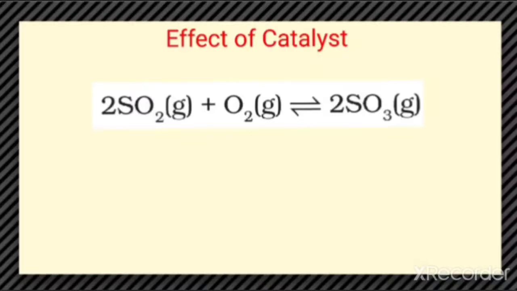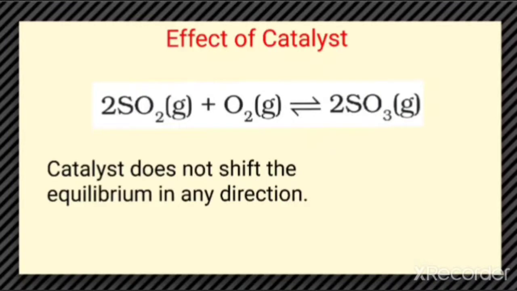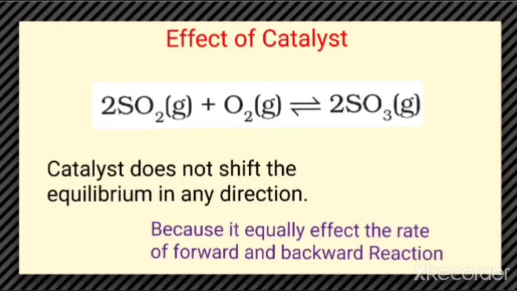Because catalysts accelerate the rate of reaction, the catalyst does not shift the equilibrium in any direction, because it equally affects the rate of forward and backward reaction. That means if it accelerates the rate of reaction in the forward direction, at the same rate it accelerates the backward direction. So again the rate of forward and backward reaction stays the same. Therefore the catalyst does not shift the equilibrium in any direction.